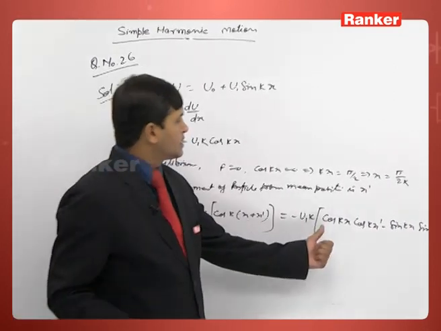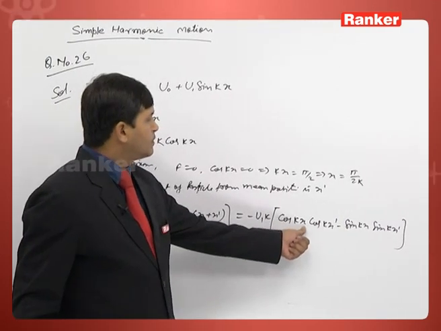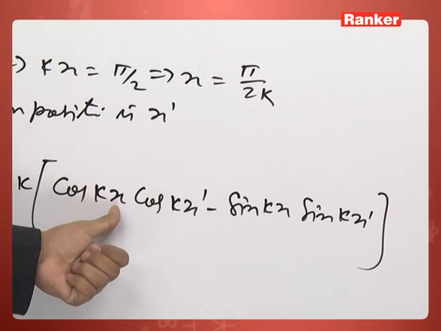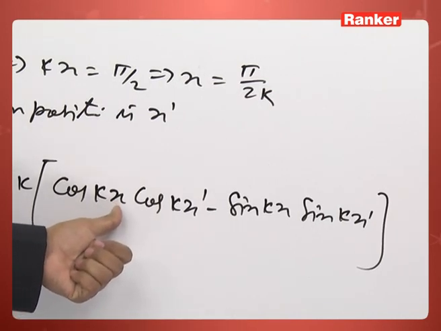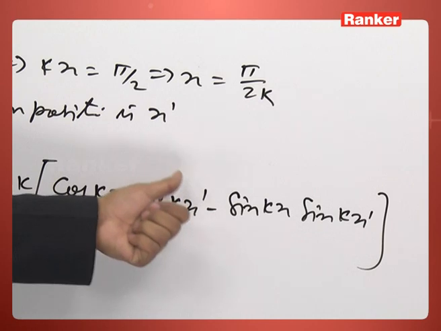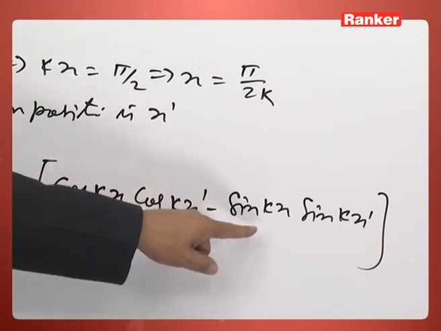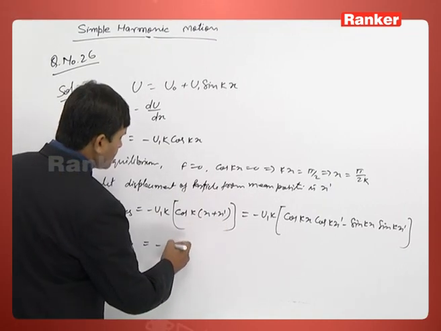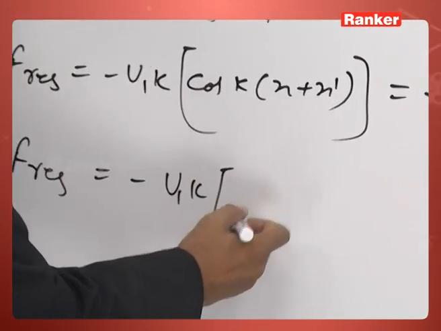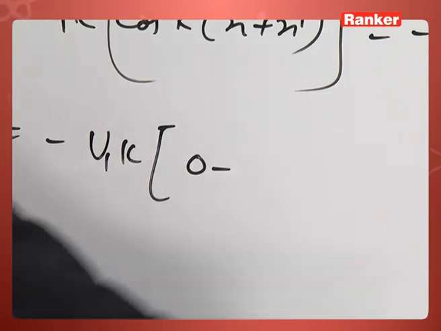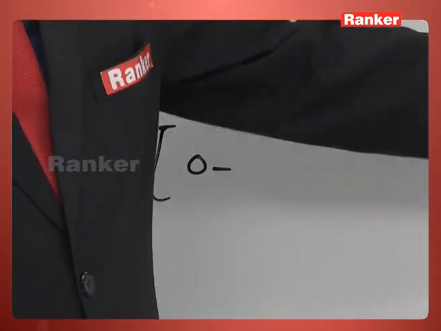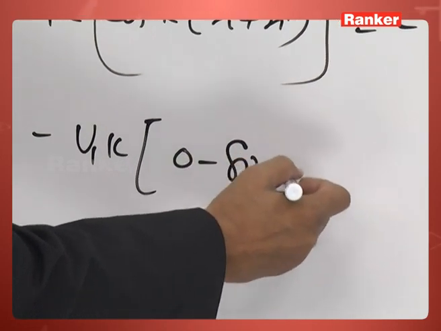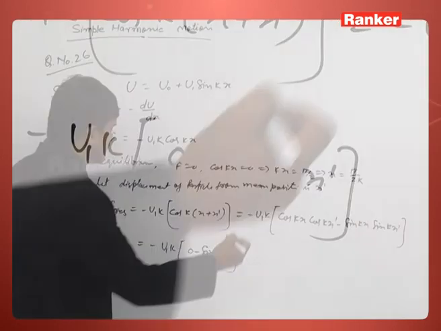Now, as we know, F restoring, see the cos kx value here: kx is equal to pi by 2. So when we put the value of kx as pi by 2, this term will be 0, because cos of pi by 2 is 0. So our value will become U1 k times 0 minus sin kx, where sin of pi by 2 is 1. So minus sin kx dash.